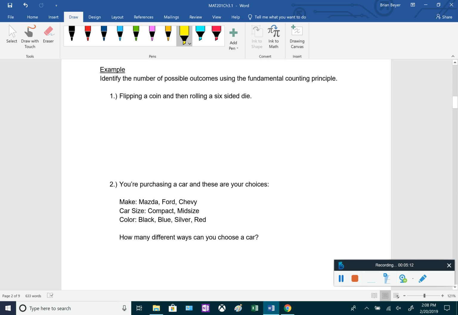Okay, so let's identify, I'll do some examples. Let's identify the number of possible outcomes using the fundamental counting principle. So let's go back to that example. We flip a coin and then we roll a 6-sided die. So for flipping a coin, we know that there are 2 outcomes, right? There's heads and tails. For rolling a 6-sided die, there are 6 outcomes.